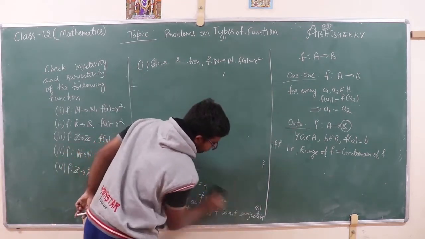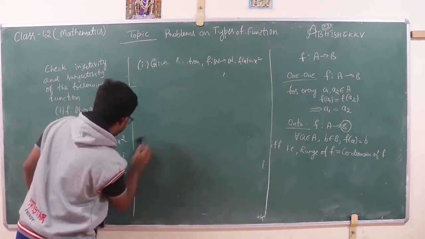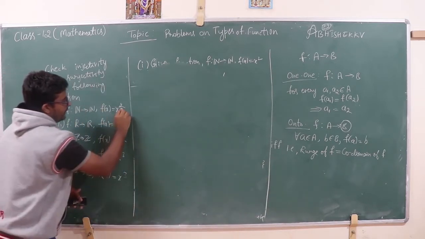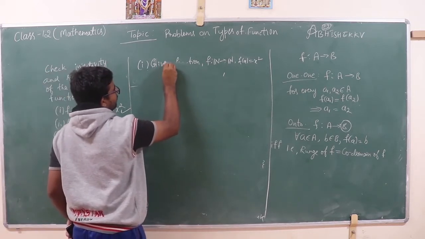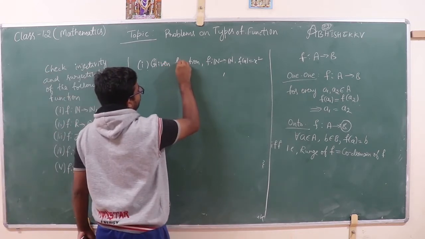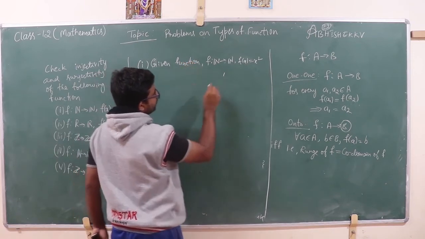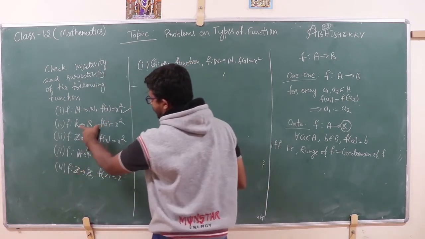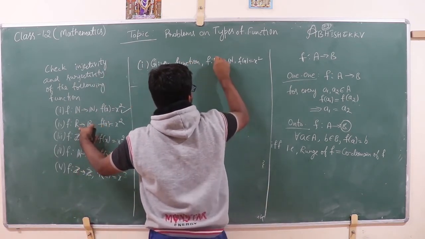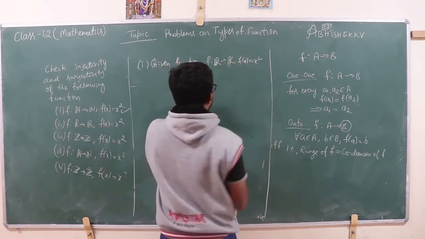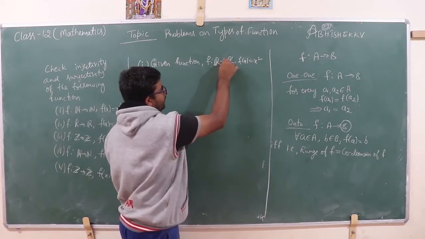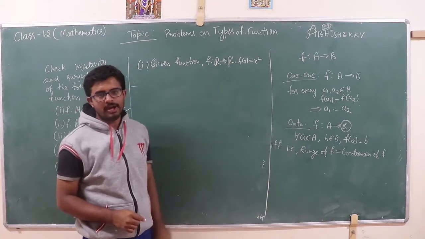Consider the second one. See, this one is over, right? Then consider the given function f from R to R. What is the domain? The set of real numbers. The codomain is also the set of real numbers. The function is the same, f of x is equal to x square.